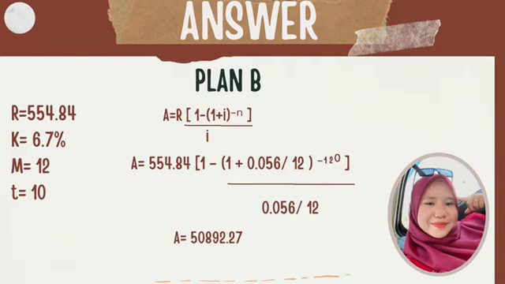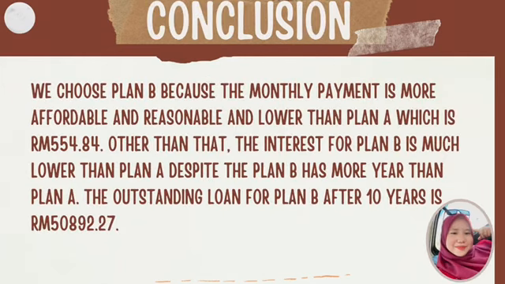Next, for the answer for plan B, we use the same formula for A equals R, we replace with 554.84, bracket 1 minus bracket 1 plus 0.056 over 12, bracket negative 120, closing bracket, over 0.056 over 12. And the answer is 50892.27.